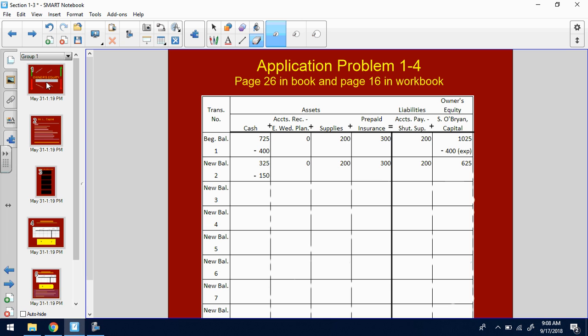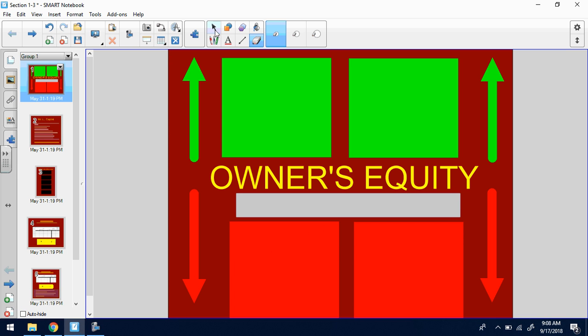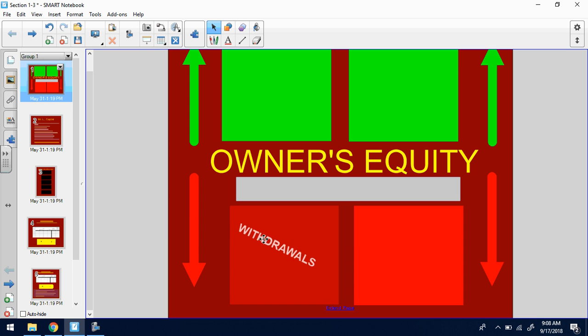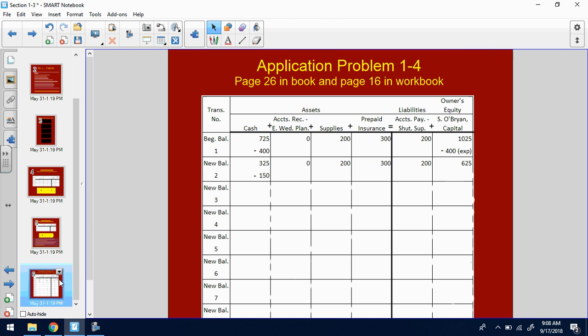Well, if you remember, back up here, we have an actual effect on owner's equity called withdrawals, so that's what it's going to be, and it's a negative. So what we're going to do is subtract 150 from the capital account and label it withdrawal. And do your math again. Subtract, nothing, nothing changed, nothing changed, nothing changed, and subtract. All right. Next one, number 3.